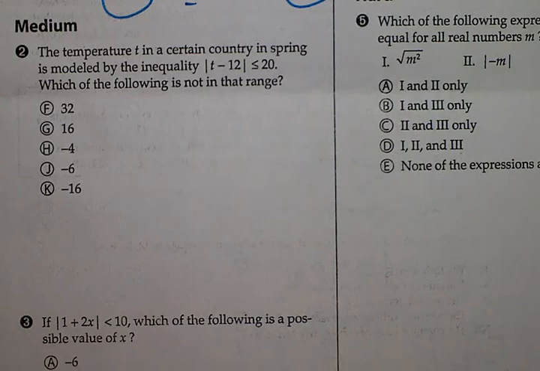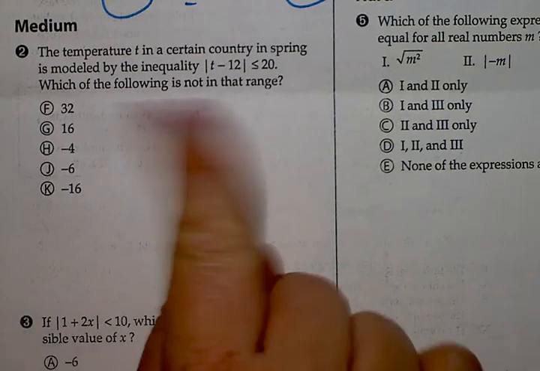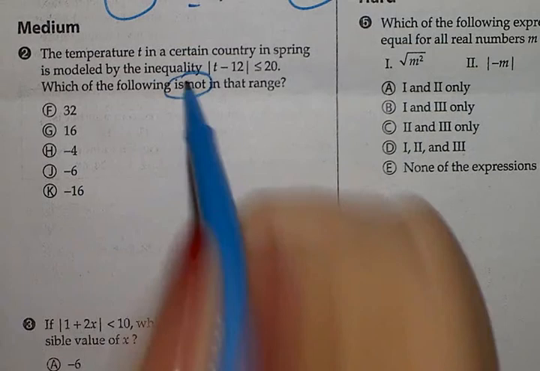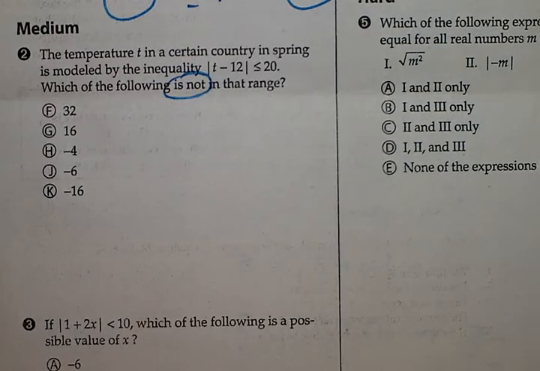The temperature T in a certain country in spring is modeled by this inequality. Which of the following is not in the range? Circle the word not. So we're going to find out which of the following is not a true statement. So I'm going to go over 2 different ways to do this. One is we're just going to plug it in.